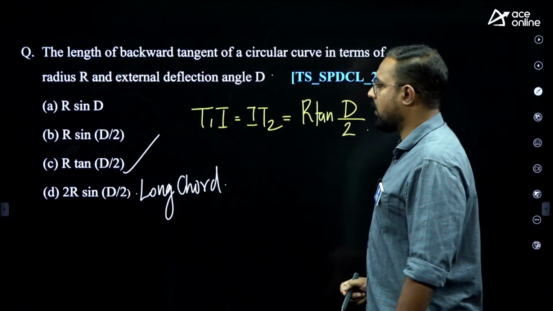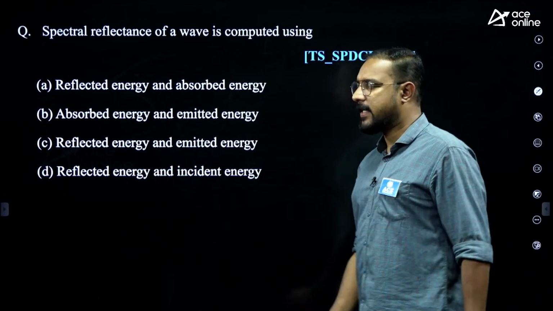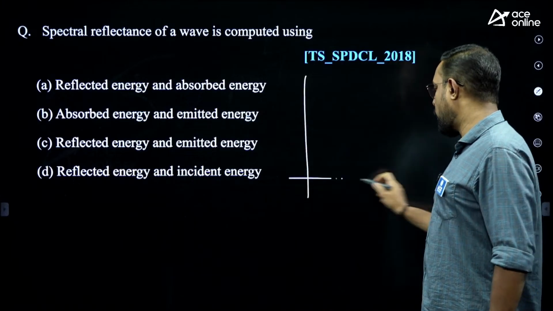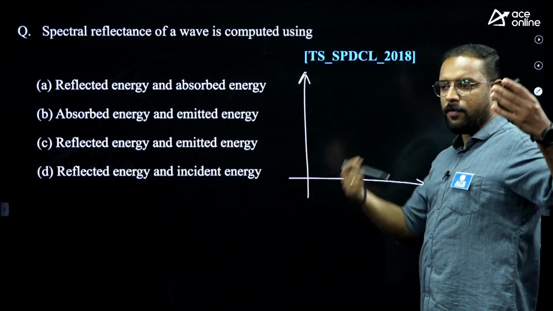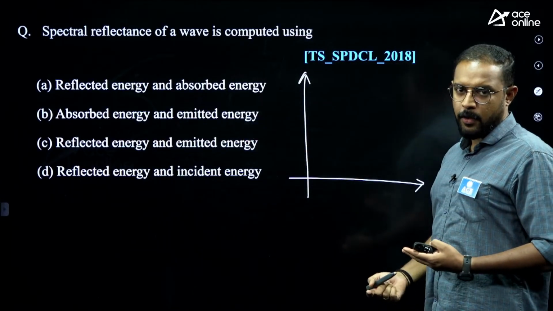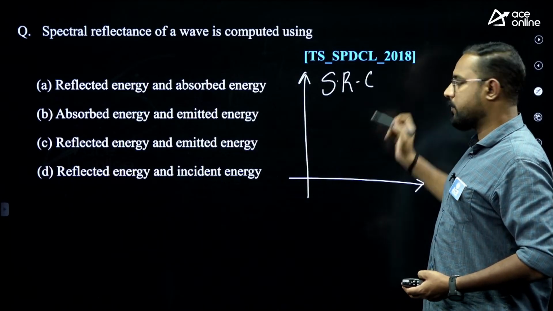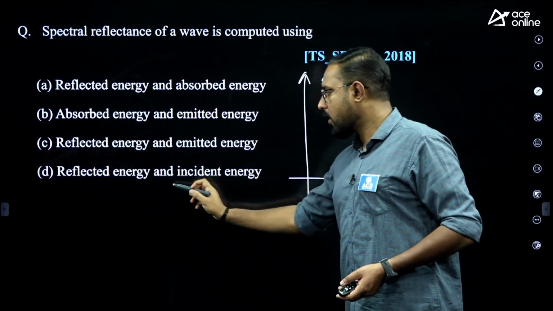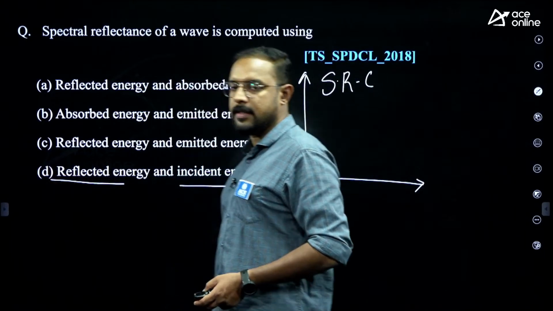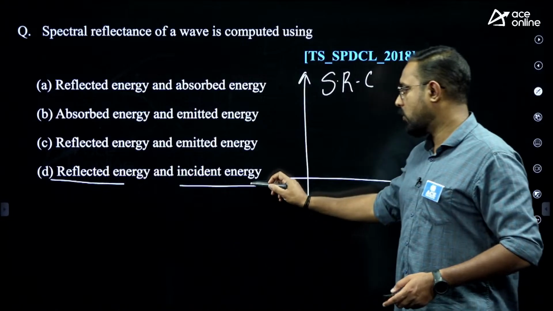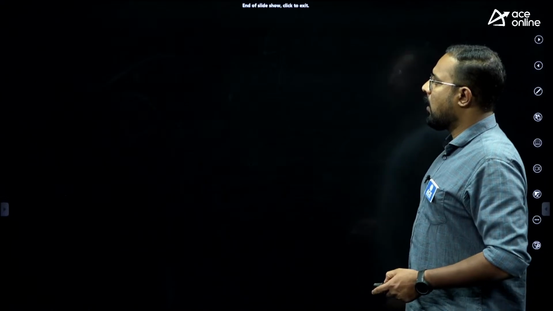Next, spectral reflectance of a wave is computed using the spectral reflectance curve. To identify an object anywhere in space, on the earth, or if you go to the moon or Mars, without actually being there, we use this spectral reflectance curve, which is nothing but a plot between reflected and incident energy. So a plot between reflected energy and incident energy. So here the answer should be D. We have discussed this in our lecture series.